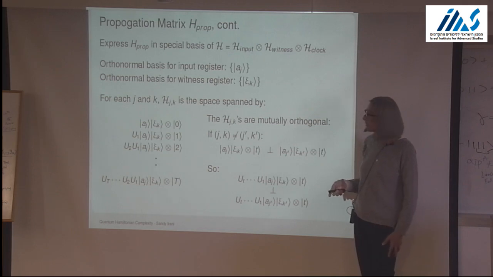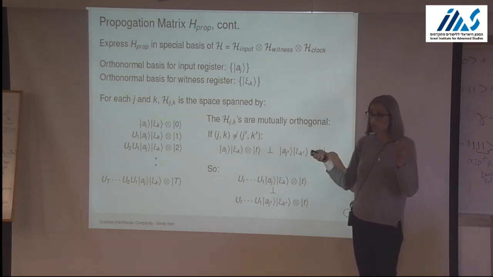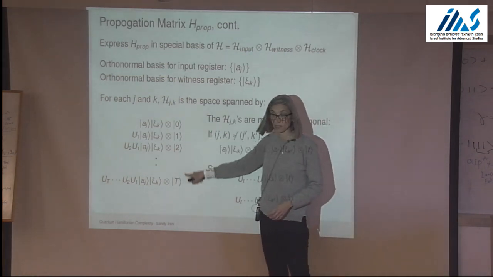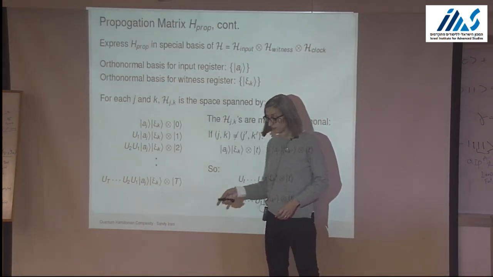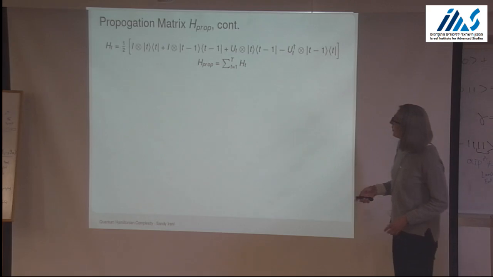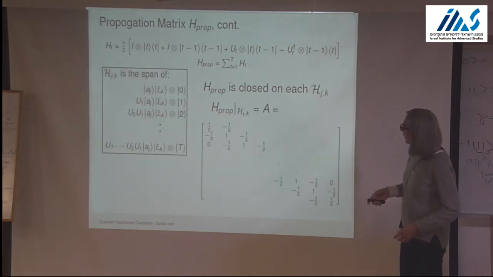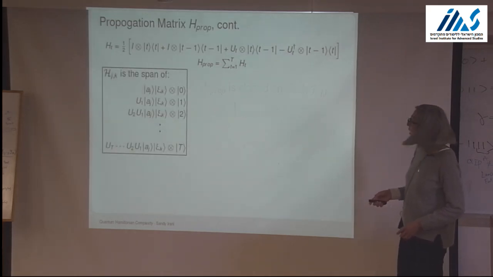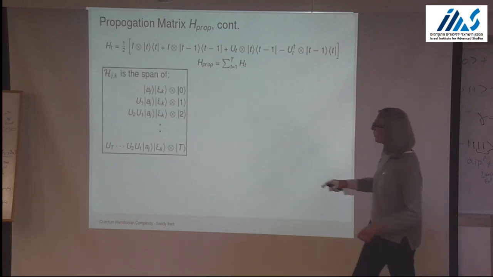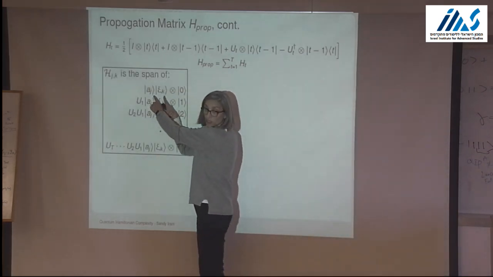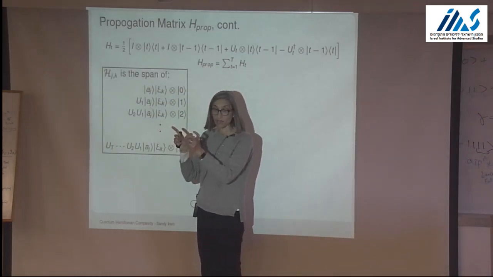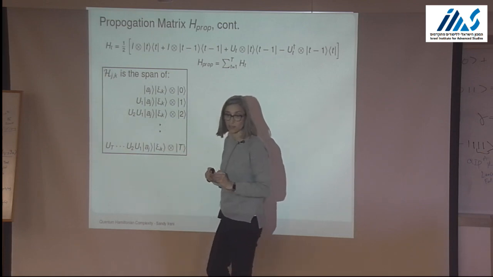Now let's talk about what my propagation Hamiltonian looks like when I write it in this basis. Here's that span again. Is it fixed, or K? I have one for each JK combination. I have one of these guys.